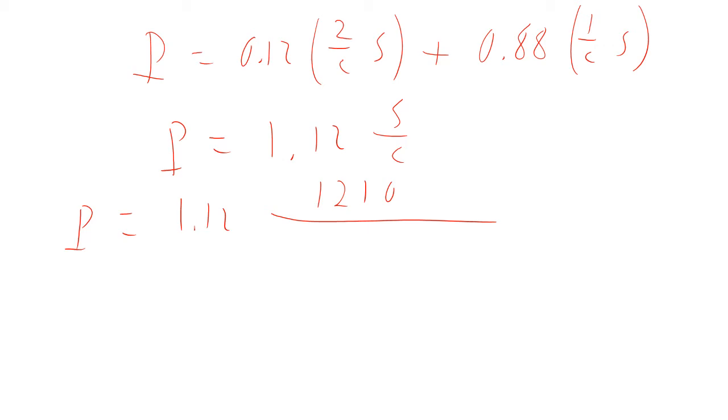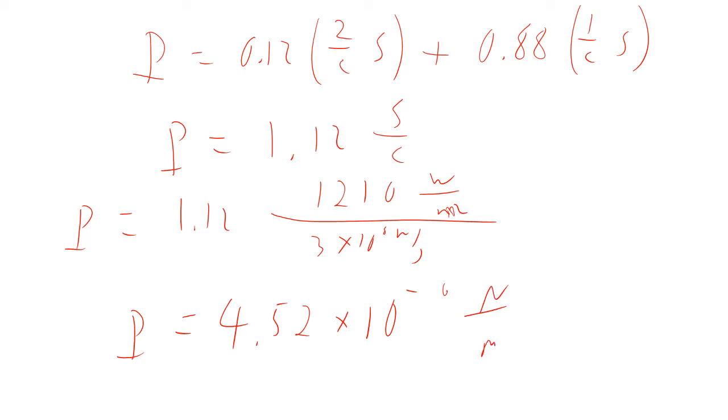So that's 1,210 watts per square meter. Remember, we have to watch our units. If we don't get our units right, then the calculations are going to be wrong. Divided by 3 times 10 to the 8th meters per second, the pressure comes out to be 4.52 times 10 to the minus 6 Newton per meter squared.